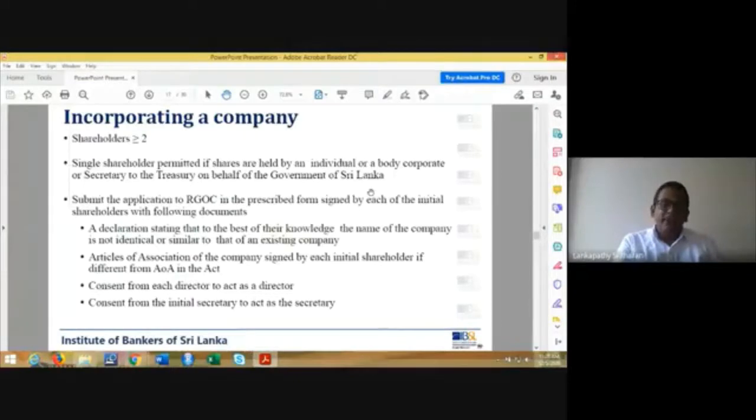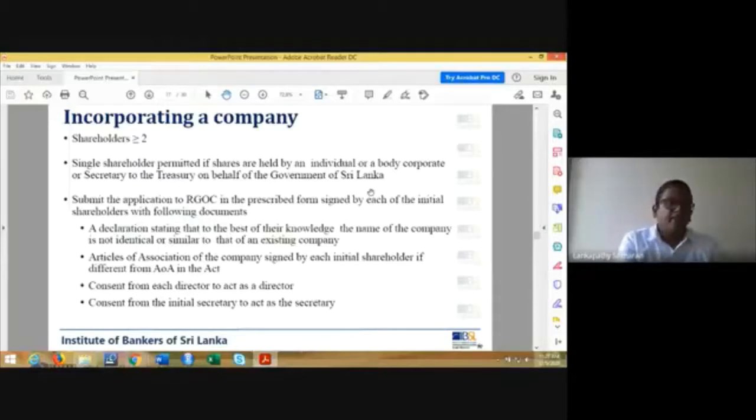When a person or a group of people wanted to register or incorporate a company, the first step is they have to select a company name. When they are selecting a company name, there are some requirements they should follow. The first requirement is the name of the new company should not be identical to the existing company.